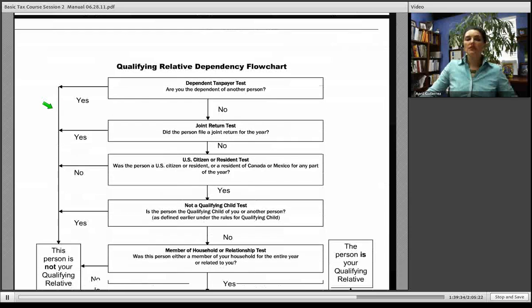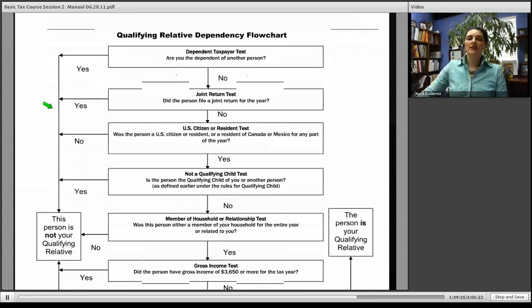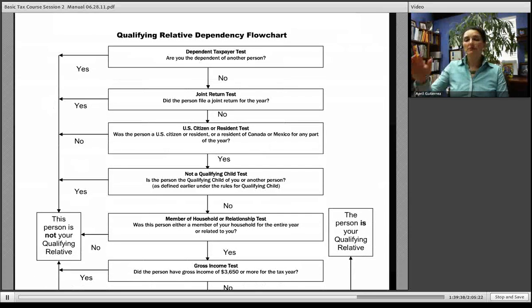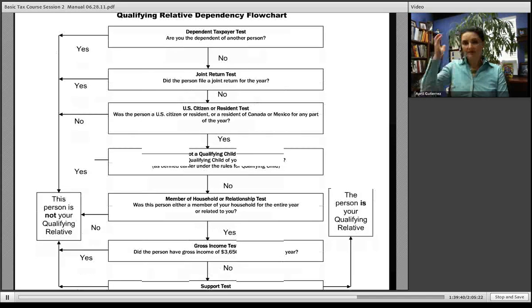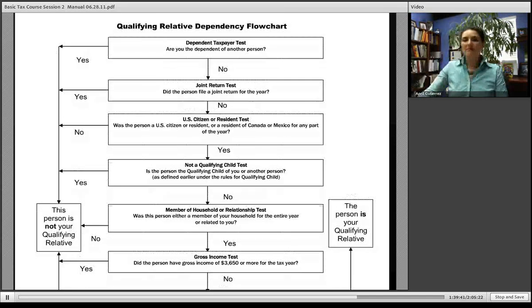So let's go through a flow chart that I created for qualifying relative. It's a little bit simpler than qualifying child, but we still need to go through it. So, qualifying relative dependency flow chart. The first test is the dependent taxpayer test. Are you the dependent of another person? Because if you are, you cannot have a qualifying relative.